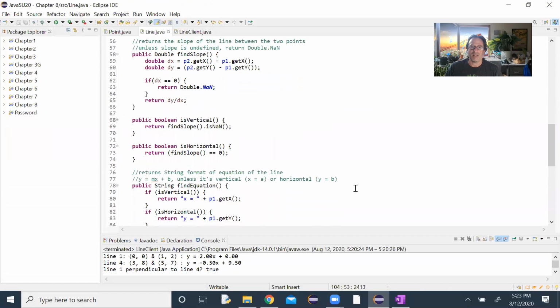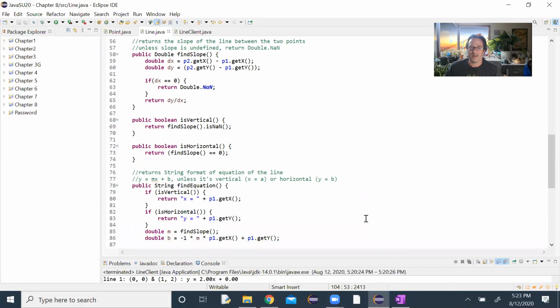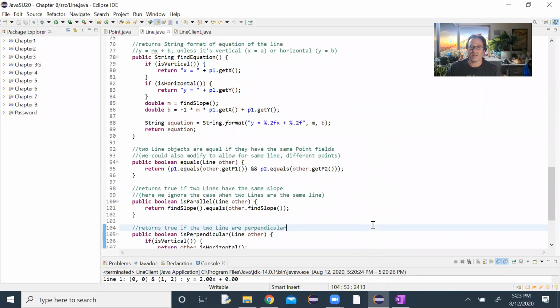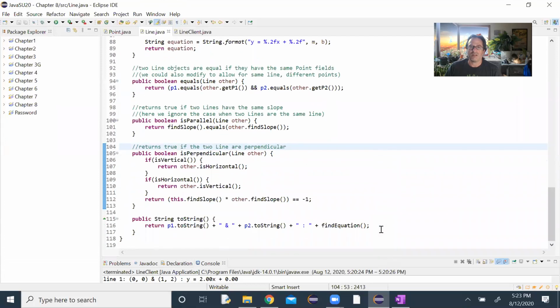Then we had a method findSlope, a couple of Boolean methods that utilize it, isVertical and isHorizontal. Then we wrote a method to find the equation of the line and return it. Along with Boolean methods equals, isParallel, isPerpendicular, and toString. One of the awkward things was that isParallel also has that issue that if it was actually the same line, it's going to return true. So isParallel is actually just returning whether or not the two lines have the same slope.